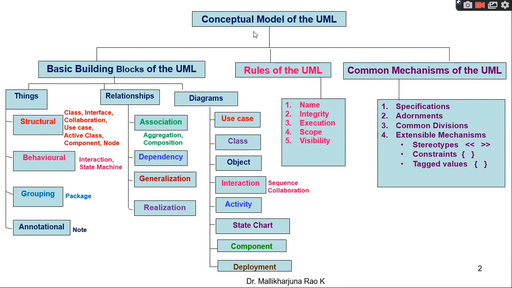Overview of UML. It consists of the major concept called the conceptual model of the UML. It consists of three elements: basic building blocks of the UML, rules of the UML, and common mechanisms of the UML. These three major elements play a key role in how to design the diagrams for software.